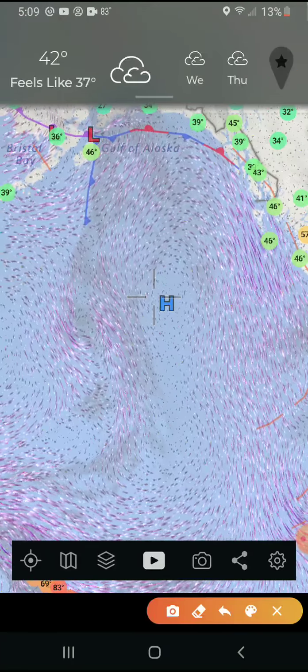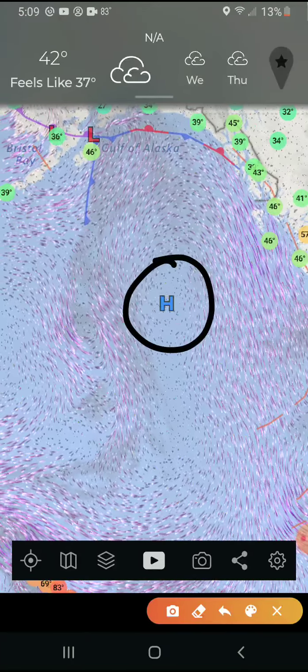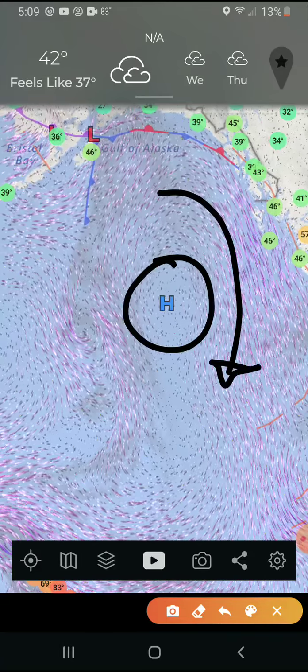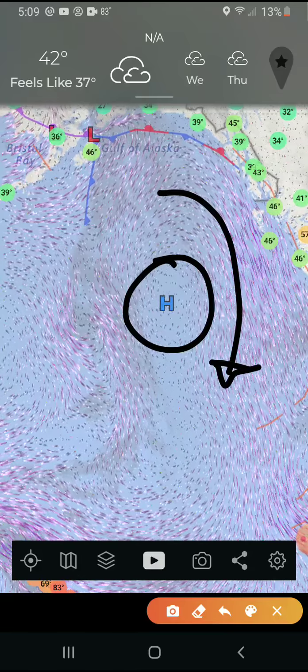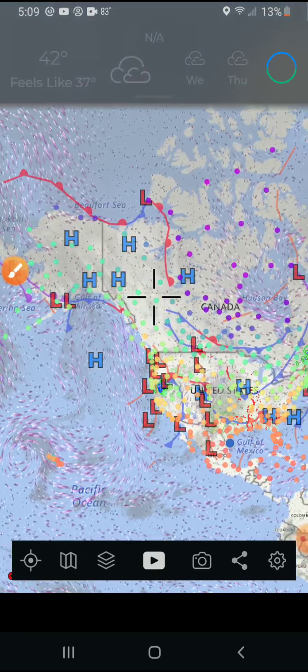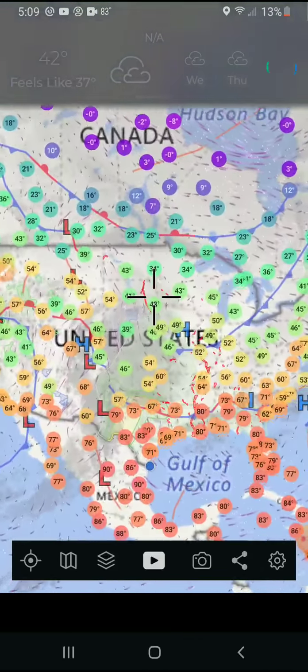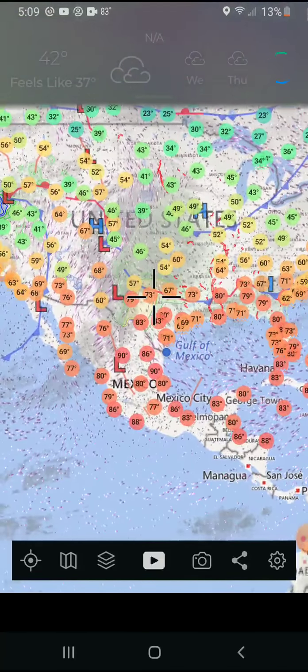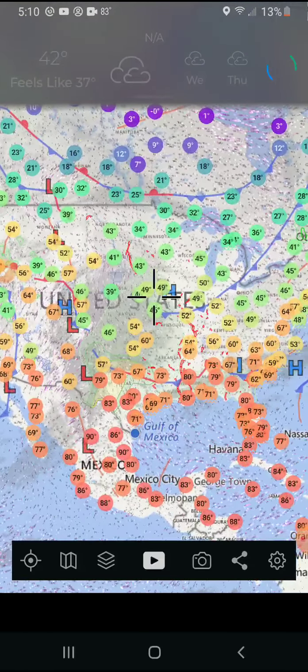Look at this one. This is a high pressure system, obviously, because over here we have a cold front moving around it, right? So the high pressure system usually follows the cold fronts. All right, so this is all I want you guys to see. I want you to be able to identify those low pressures, high pressures, the cold fronts, warm fronts, and things of that nature.